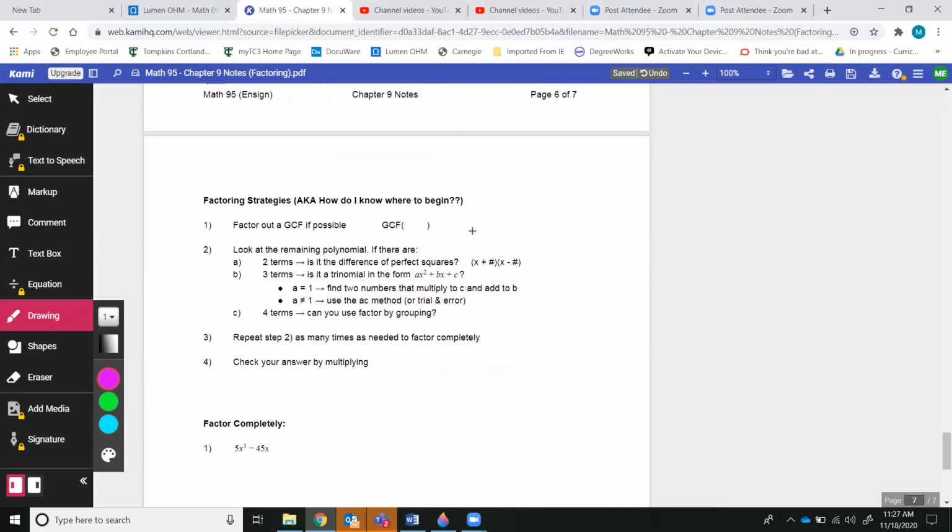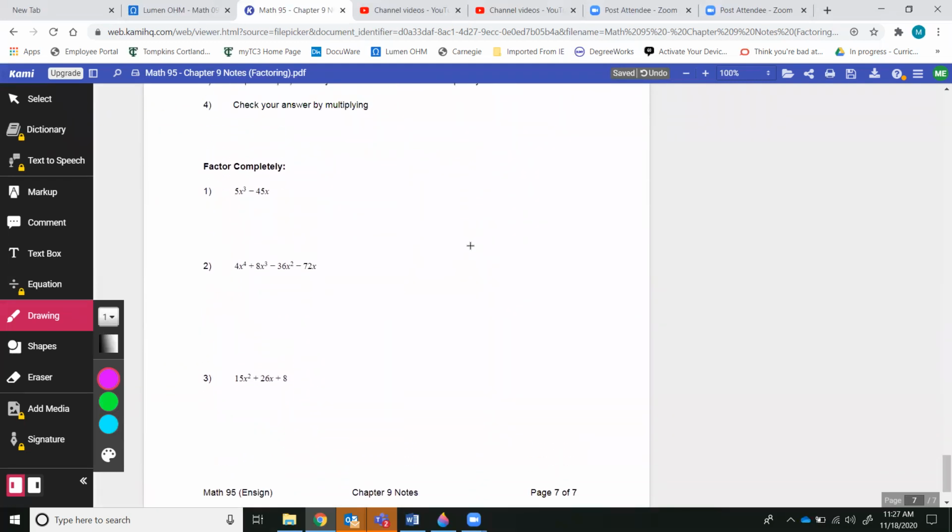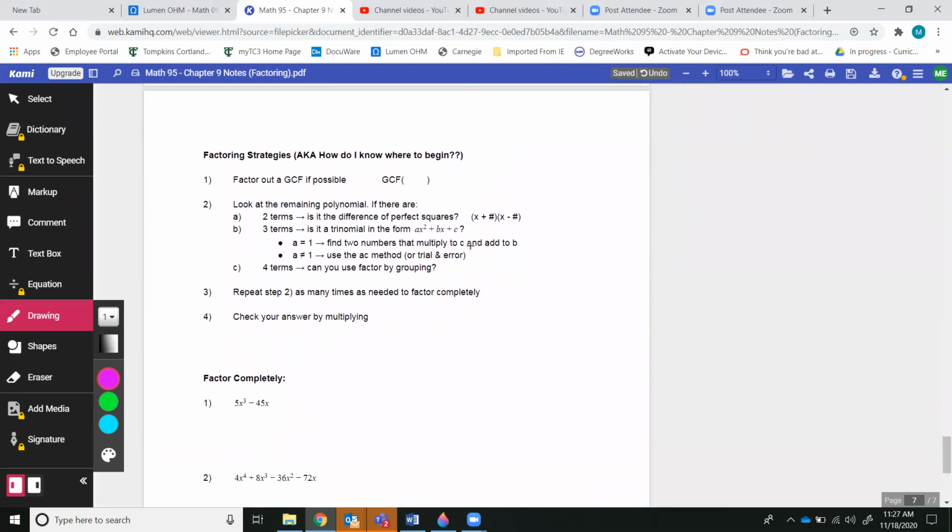Okay, so we're going to now just take a look. We've done all our different kinds of factoring, okay? So right here, I have this little list of factoring strategies, also known as how do I know where to begin, right? You're given a factoring problem, what do you do? Well, the first step is always to factor out a greatest common factor if possible. So you have a greatest common factor, and you'll put whatever's left from each term in one set of parentheses. That's all you'll do first.